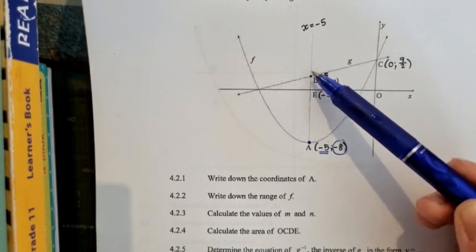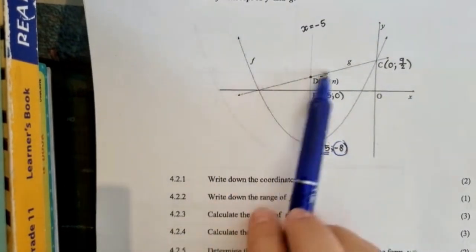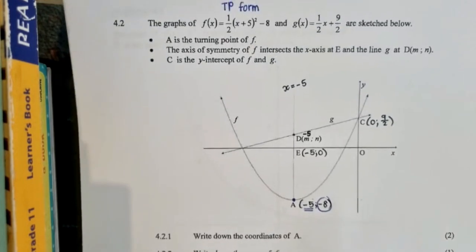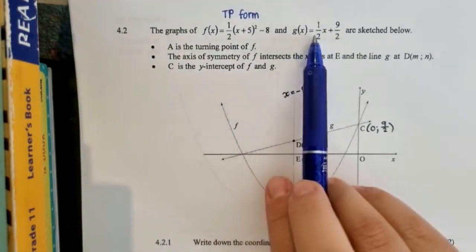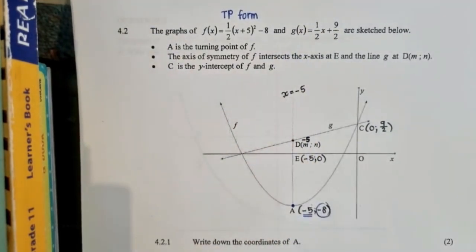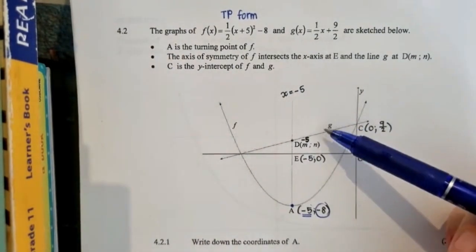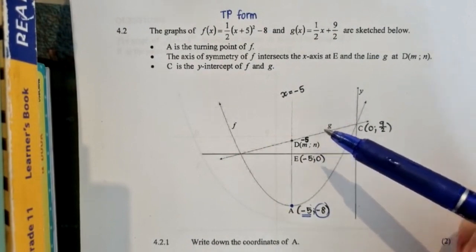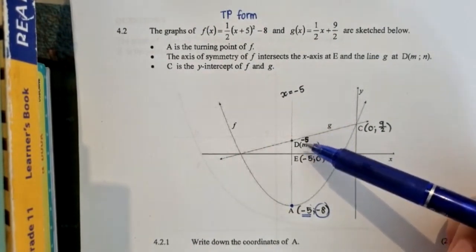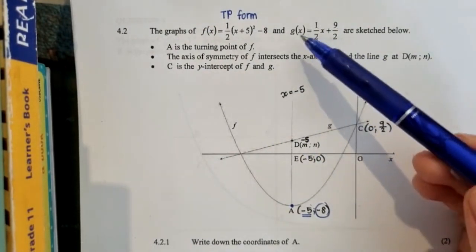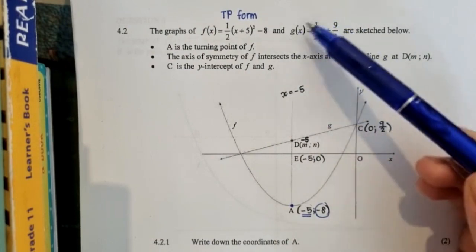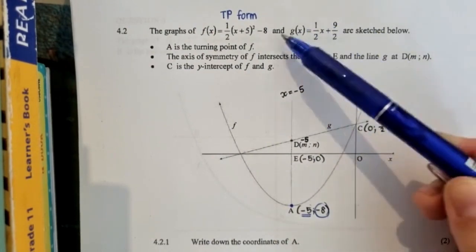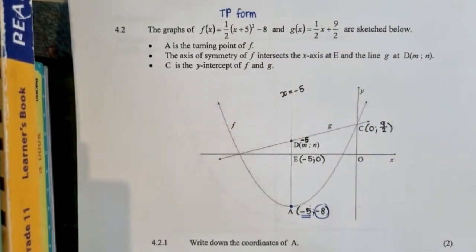But this point also lies on the straight line G, and we also have the equation for that straight line. The equation is y equals 1/2 x plus 9/2. So guys, if we want to know the y value of this point, which is what n is, we're going to have to take the x value that we have, which is -5. We're going to have to substitute it into this equation for x, and then that will allow us to solve for y.